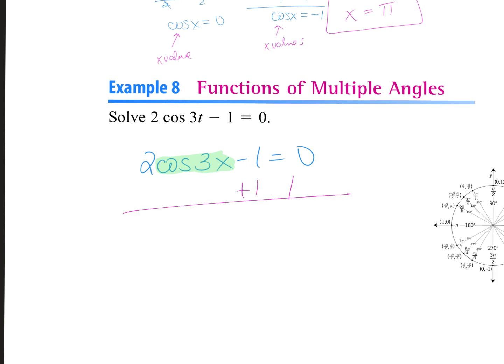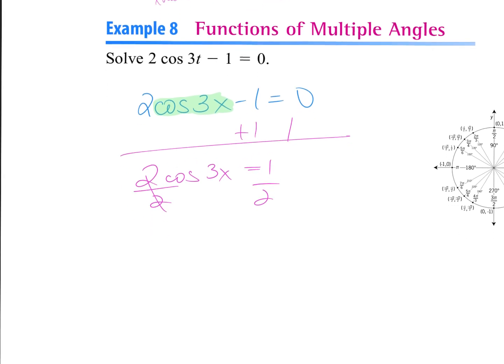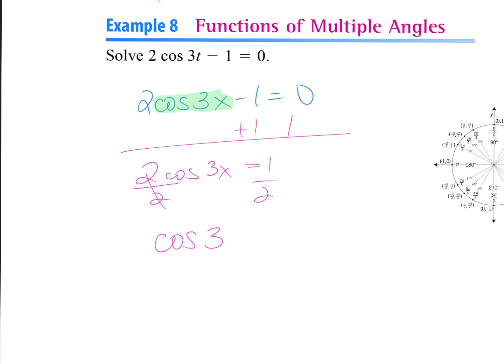Add 1. Cosine 3x equals 1. Divide by 2. So you have cosine of 3x equals 1/2. All right, we're still solving the exact same way.